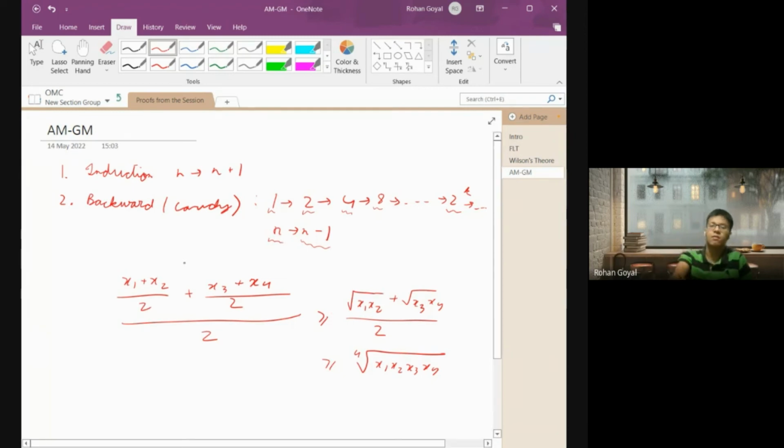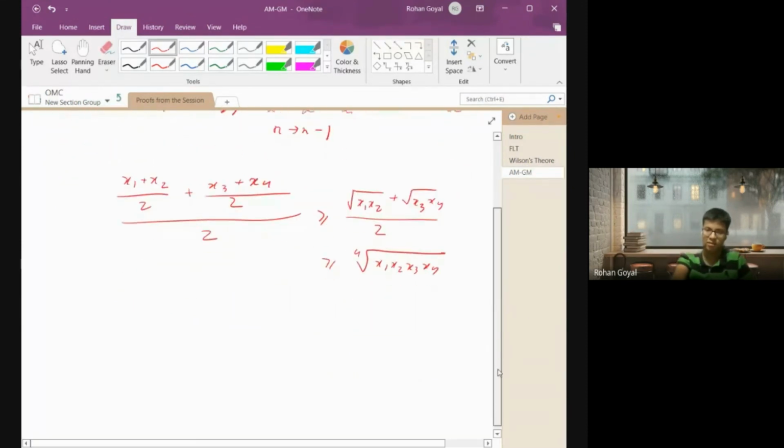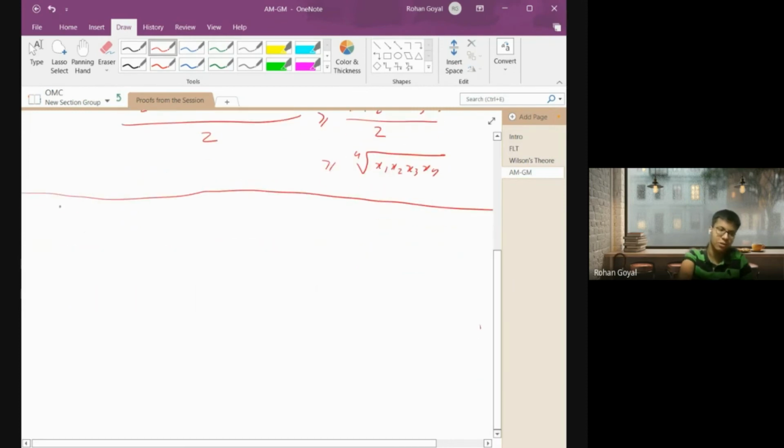And you can also check that if you can prove it for n variables, it must be true for n minus 1 variables as well, because you can just set one of the variables to be the GM of the other n minus 1 variables, or you can set one of the variables to the AM of the other n minus 1 variables. So this is Cauchy backward induction. So this is one proof that I find really cool and very surprising.